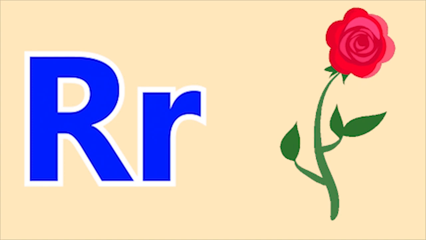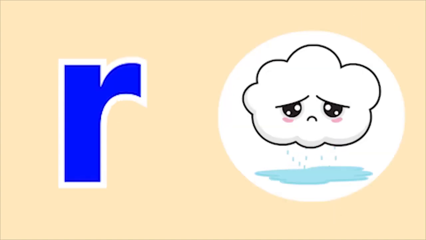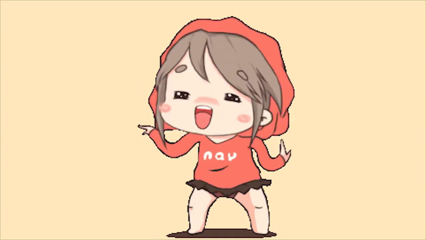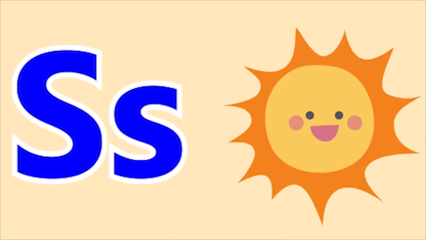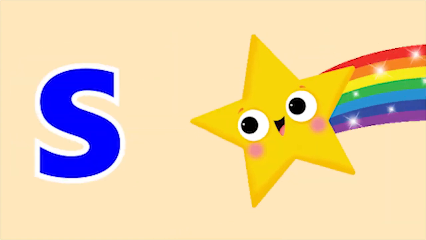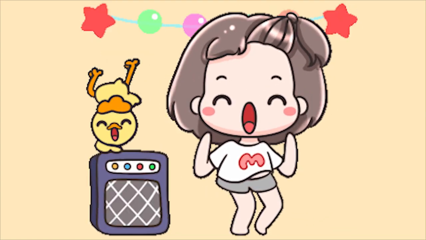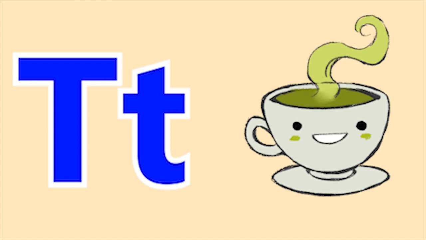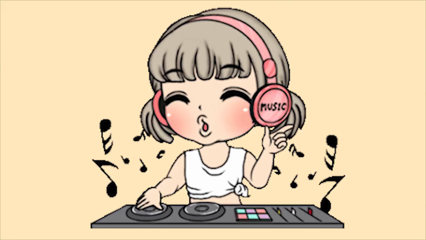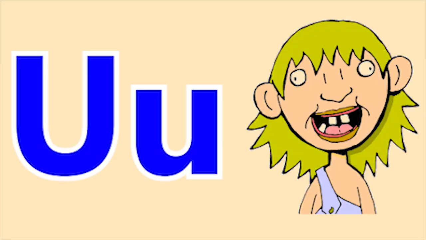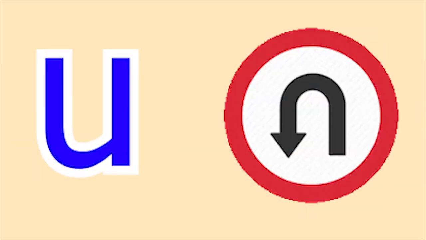R for rose and R for ring. S for sand and S for star. D for tea and D for dog. U for ugly and U for U-turn.